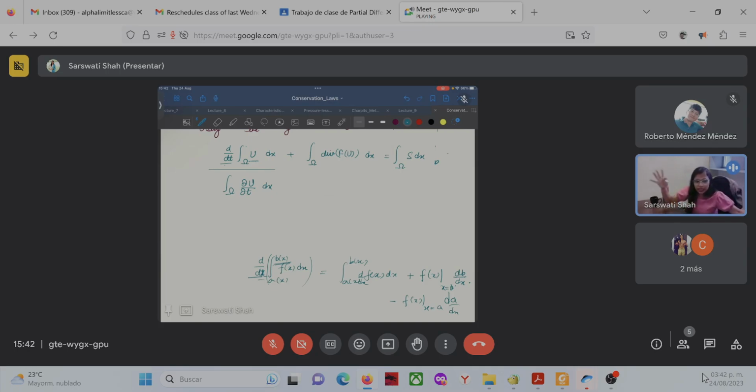So the lower limit and the upper limit will be some fixed quantity. As soon as b and a become constant, this will vanish, and we are left with this term. So using the fundamental theorem of calculus, this derivative will come inside of this, and I am taking the partial derivative because now u is also a function of x.